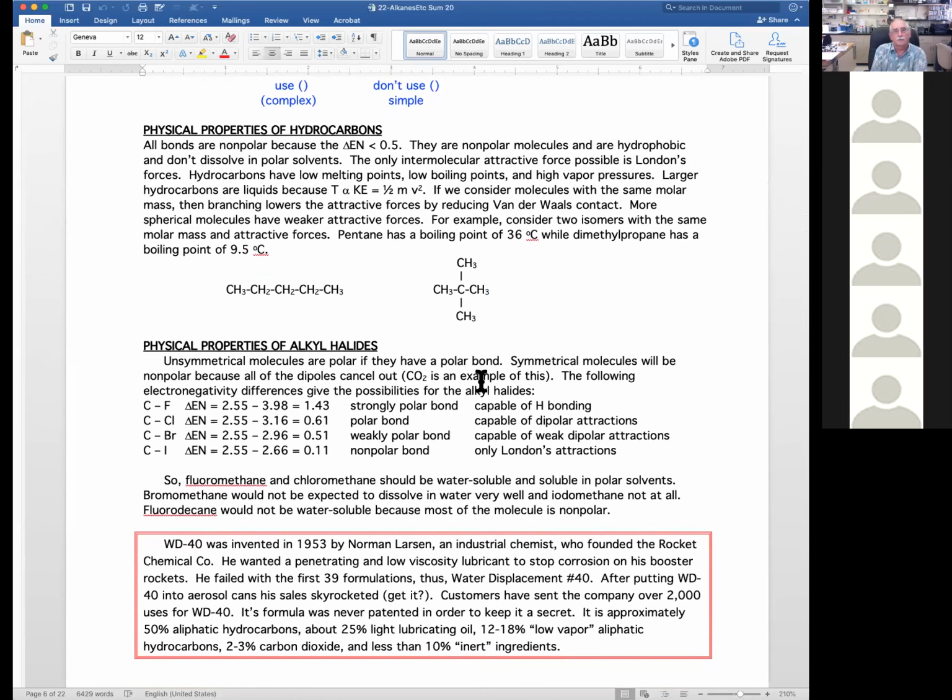Anyway, the physical properties of hydrocarbons: they only have nonpolar bonds. Okay. So what's the only attractive force possible? London's.